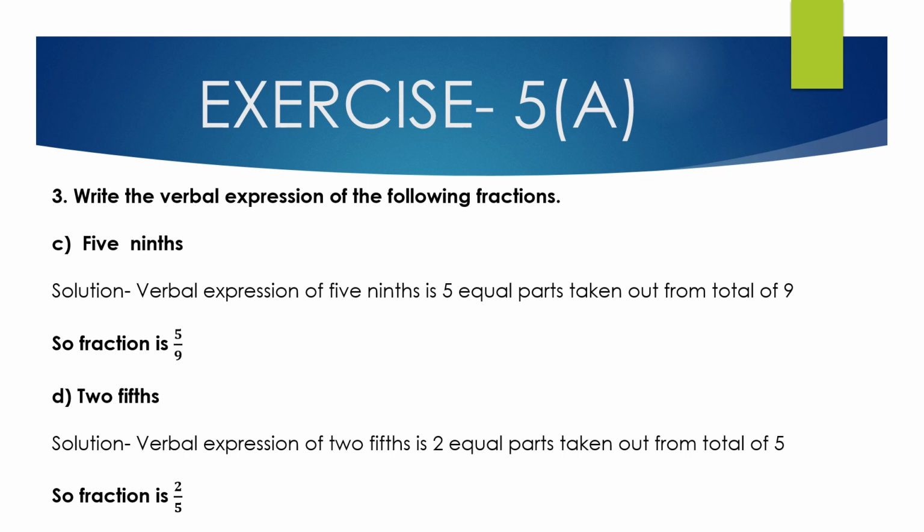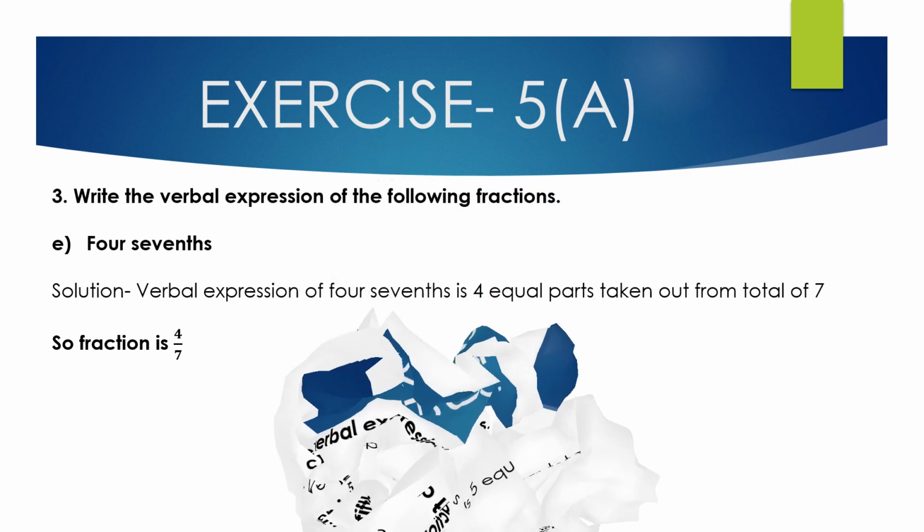Fourth bit, 2 fifths. Verbal expression of 2 fifths is 2 out of 5. 2 out of 5 is 2 equal parts can be taken out from a total of 5. So we can represent this in fraction form as 2 divided by 5. So fraction will be 2 divided by 5.